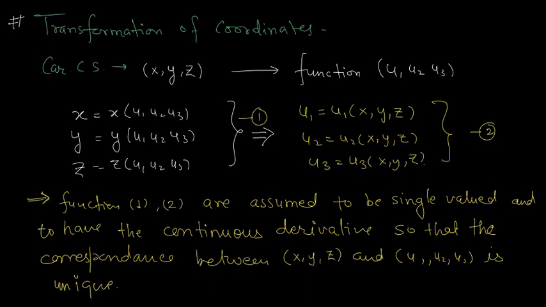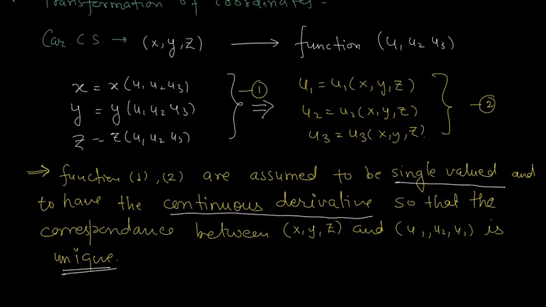So for this you have to specify these two conditions: that functions 1 and 2 should be single valued, that is, on a graph y equals f(x), for each x you have a single value of y, and they must have a continuous derivative in all this space, so that the relation is unique. That is the very first condition. This assumption may not apply at certain points and special consideration is required. So that was the thing about the transformation of coordinates.